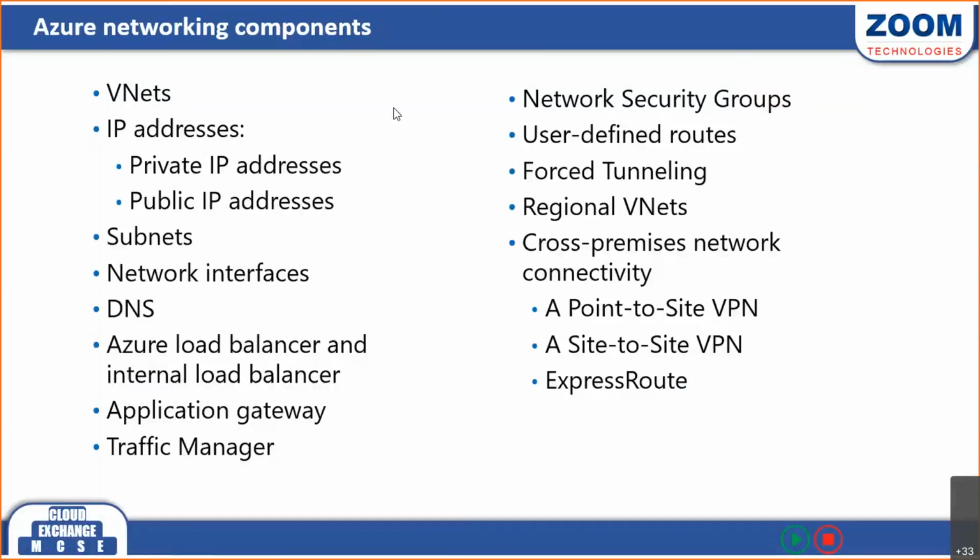In the last class we discussed Azure networking components. We have seen what a VNet is, that is called a virtual network. We have seen what an IP address is. In that, we discussed what a private IP and what a public IP address is.